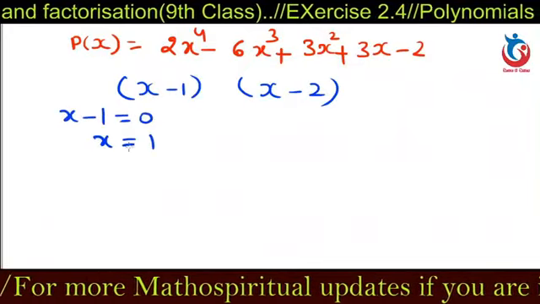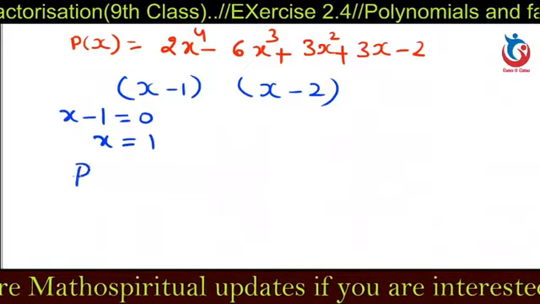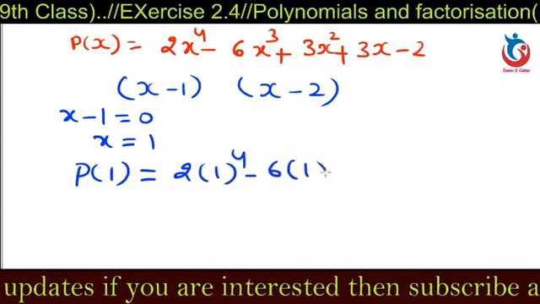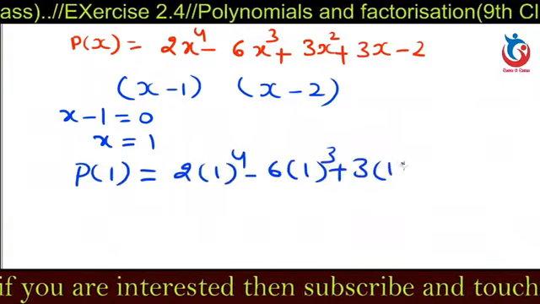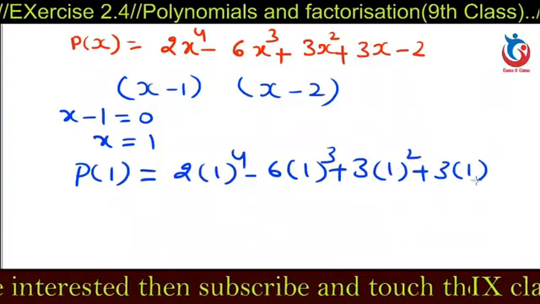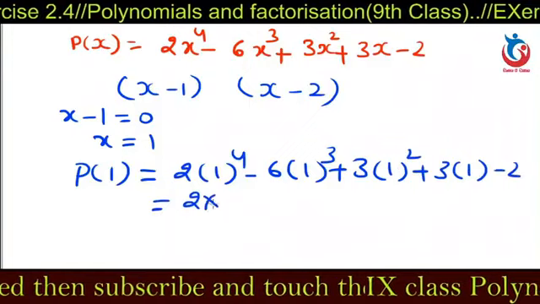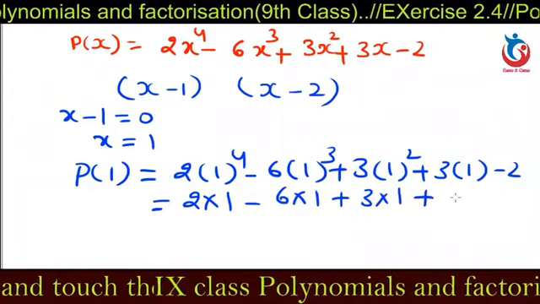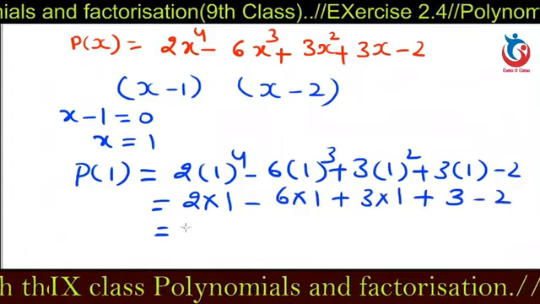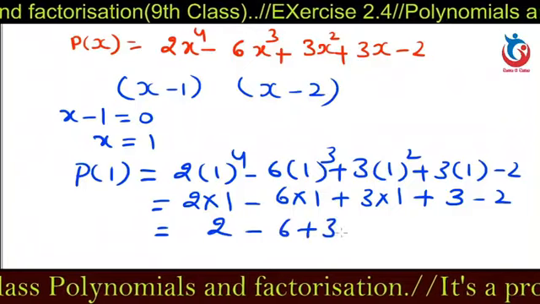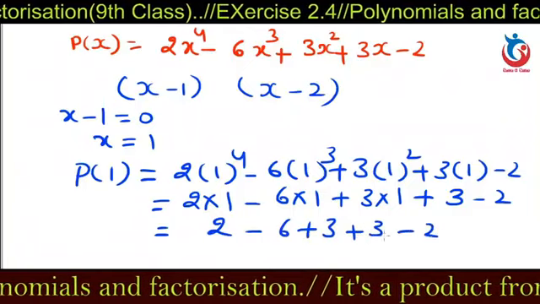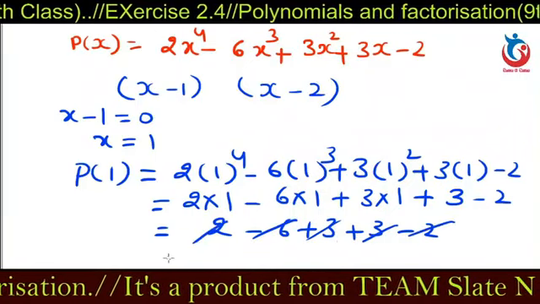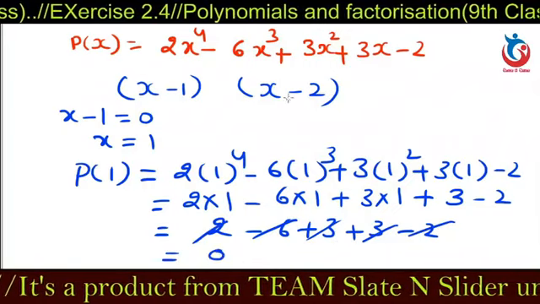x minus 1 is equal to 0, x is equal to 1. Substitute this 1 in this polynomial, that is p of 1 is equal to 2 into 1 power 4 minus 6 into 1 cube plus 3 into 1 square plus 3 into 1 minus 2. This is 2 into 1, 2, minus 6, plus 3, plus 3, minus 2. Observe: minus 6, plus 3, plus 3, plus 6. Minus 2, plus 2 get cancelled. So we get 0.